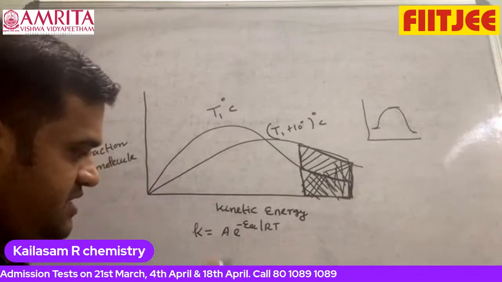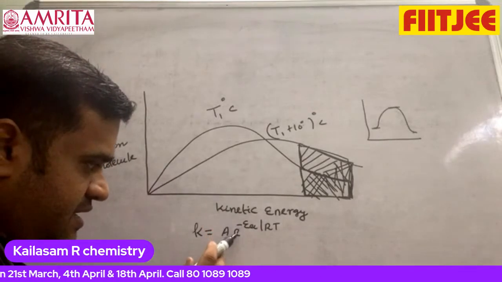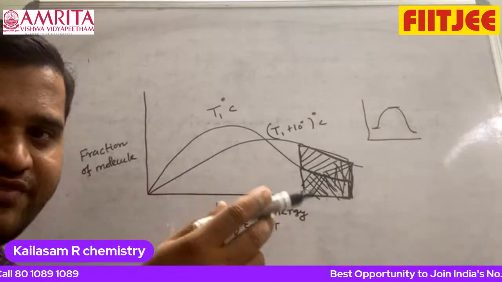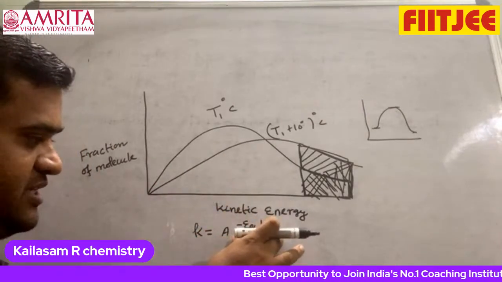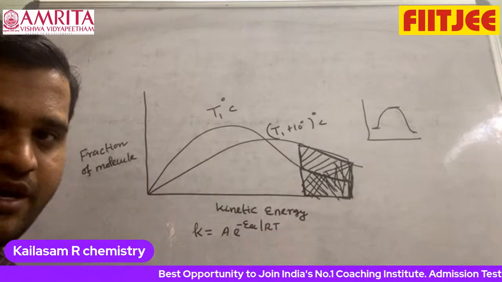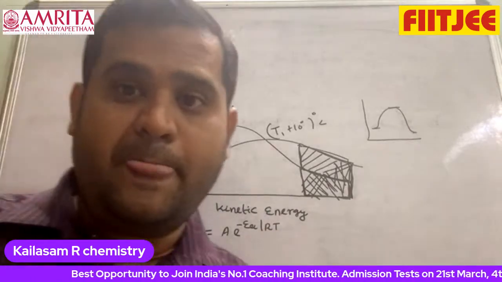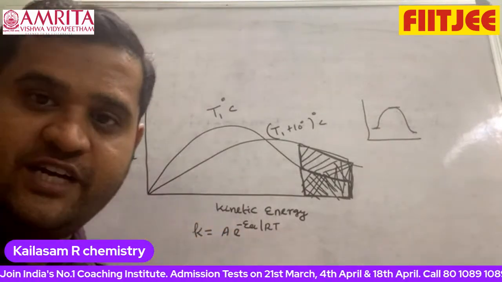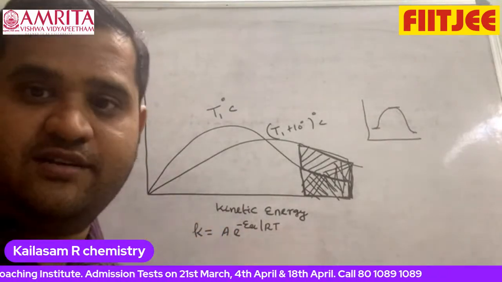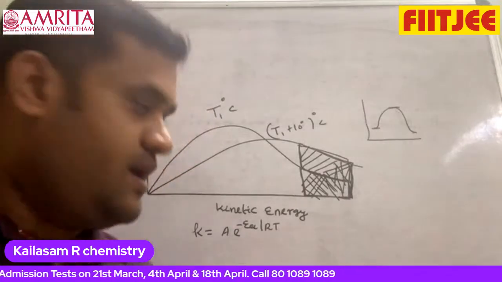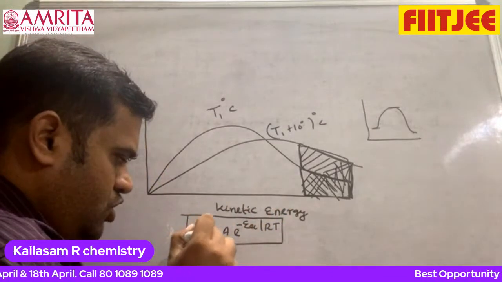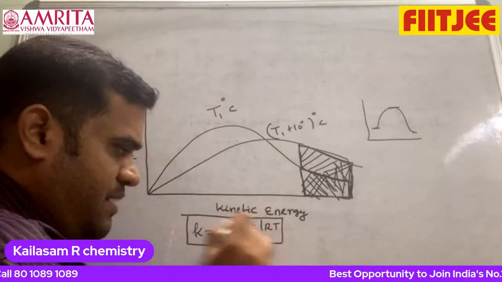Here, e power minus Ea by RT is the fraction of molecules having the energy of activation. This is what he is trying to say: the fraction of molecules having kinetic energy greater than or equal to the energy of activation. That's what this term e power minus Ea by RT says. Now, K equals A e power minus Ea by RT.